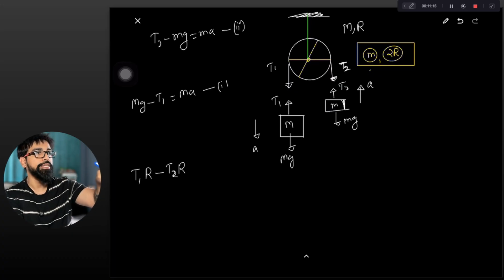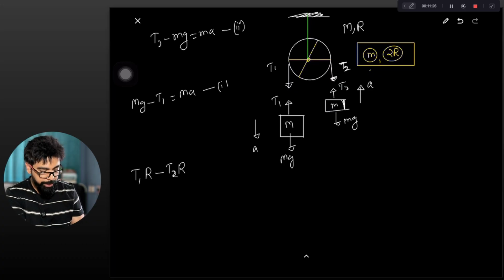So this block of mass capital M will descend downward. That means the pulley or the ring is going to rotate in anti-clockwise direction. So anti-clockwise torque has to be more than clockwise torque. Now this is equal to I alpha. So let us try to find out the moment of inertia of the ring with the two rods.